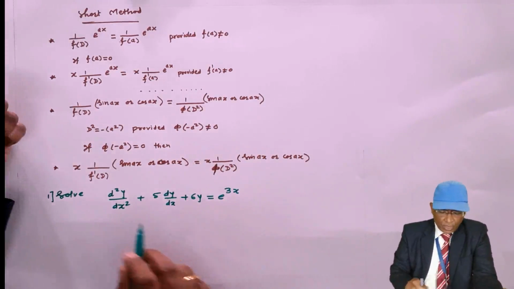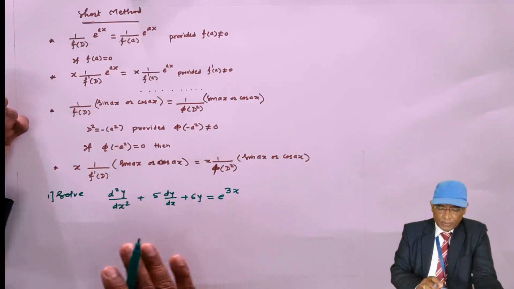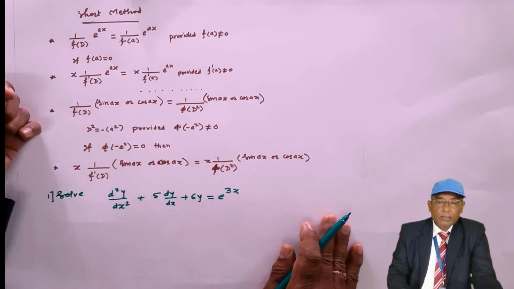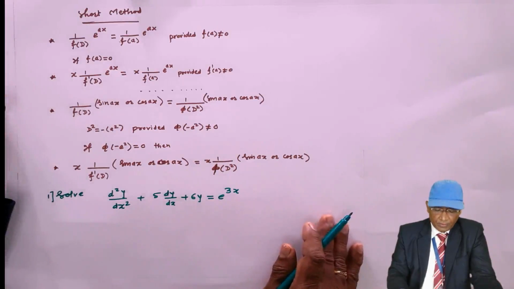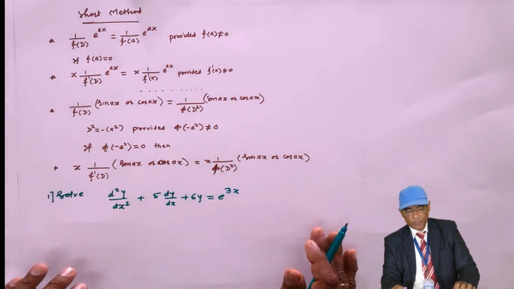What I am going to do, I am going to solve this differential equation. Means we have to find complementary function, particular integral, and when to use short method and general method. So how do you choose the method? That selection of the method is important.